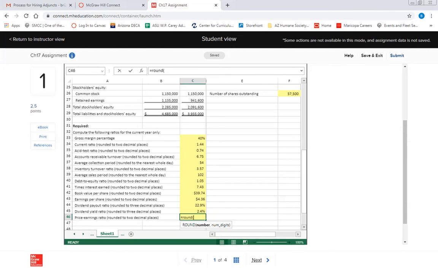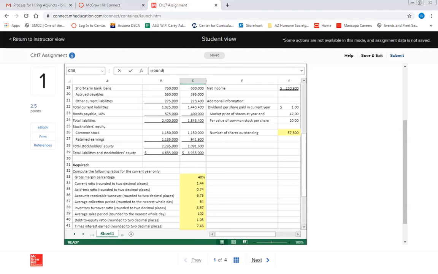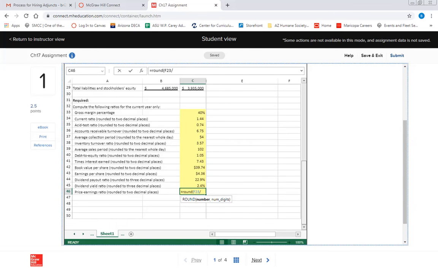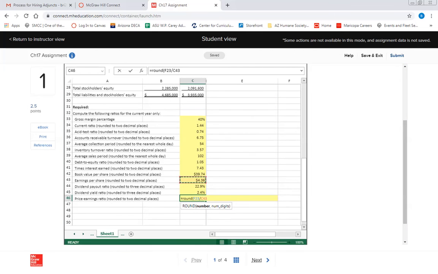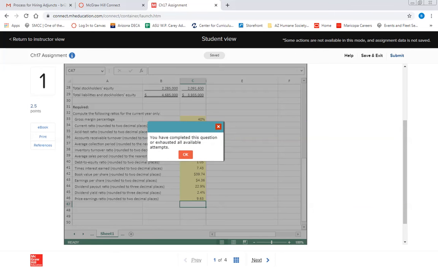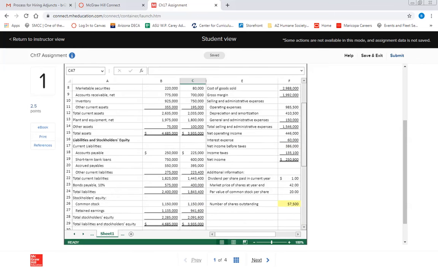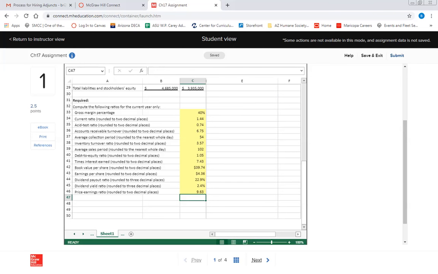Thank you, McGraw-Hill again. All right, price-earnings ratio. We're taking the market price of shares at year end and dividing it by our earnings per share, which we calculated up here. And we're rounding. Now they decided to go back to 2. I guess they were bored with 3. There you go. All right. I've completed this question or exhausted all available attempts. Hallelujah, there you go. You don't even have to check the work button because it already tells you if you did a good job.